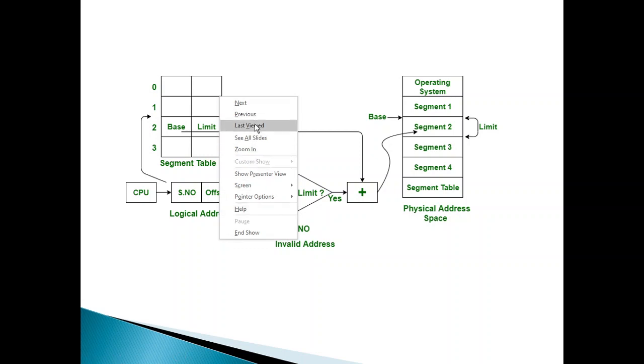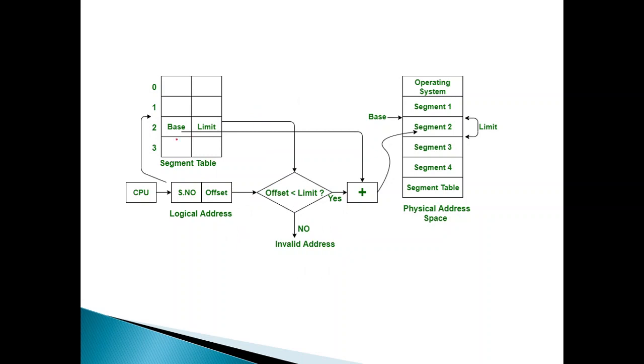Here the CPU is there. The CPU sends the logical address, which consists of a segment number S and an offset. These consult a base and limit. This is called the segmentation table. It holds a base and limit.